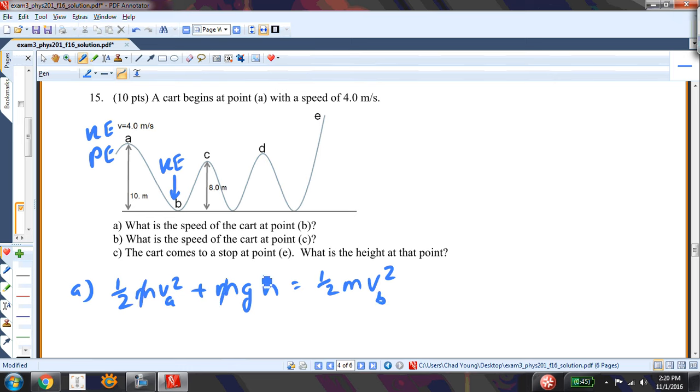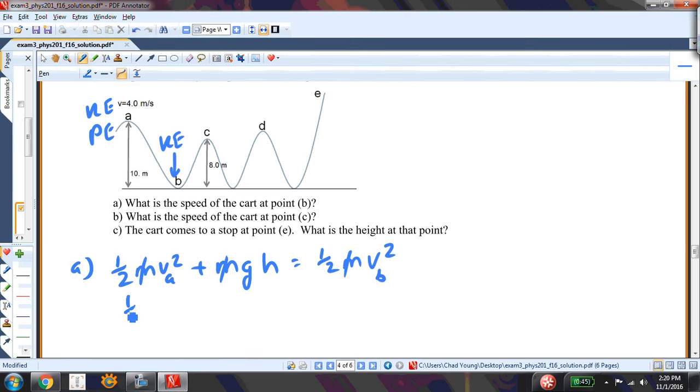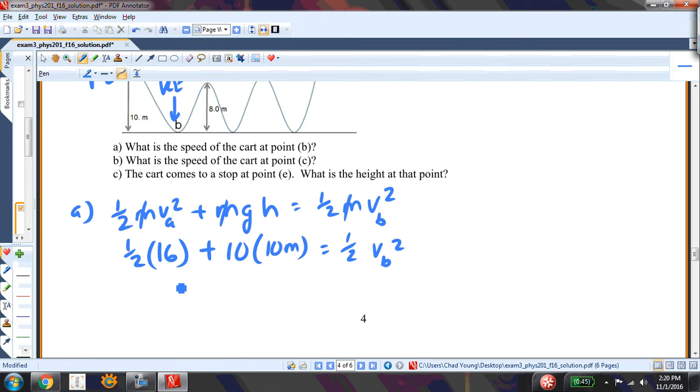The m's cancel, fortunately. 1/2 of VA squared, that's 1/2 of 16, 4 squared, plus 10, that's the acceleration due to gravity, times 10 meters, the height, equals 1/2 VB squared. It's 8 plus 100, 200, square root of 216 is VB, whatever that is.